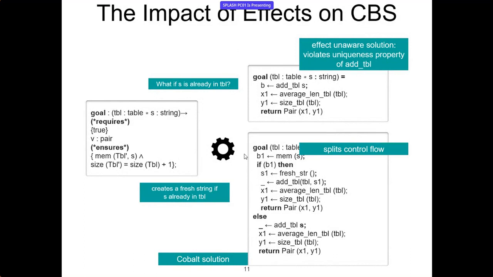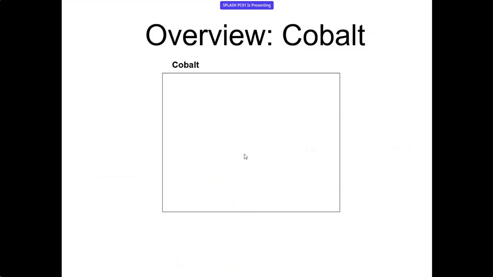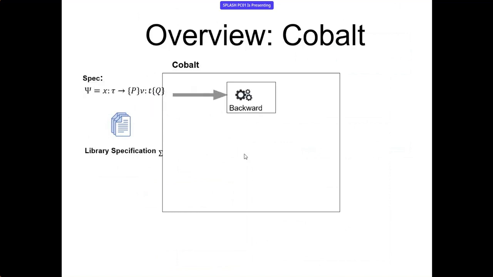So let us now try to see various components of Cobalt, which allow it to do something like this. First of all, there's a specification language which is used to specify both the library which we pass to Cobalt, along with the query which we write for Cobalt. Given this specification and the library, there's a backward synthesis module in Cobalt which takes the specification and does weakest precondition reasoning to synthesize a solution for the given specification.